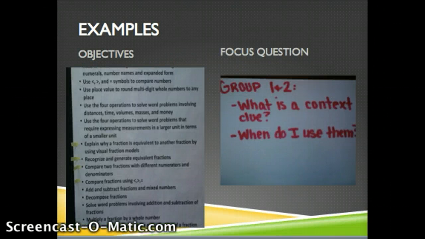So here's an example of that. On the left, you'll see my objectives for math. I've flagged the ones that we'll be covering in this unit, and then on the right, you'll see my focus question. This is my reading focus question. And for groups 1 and 2, they're working on context clues. So for them, I have a question to guide their thinking. And by the end of their learning, the goal is to have them be able to answer that question.